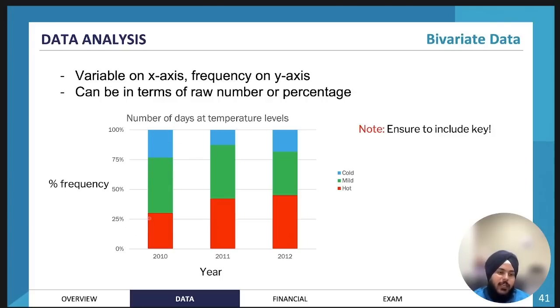So this way we can easily tell, for example, that 30% of the days in 2010 were hot. So here we have two variables: not only the number of days at temperature levels, we also have the type of temperature.